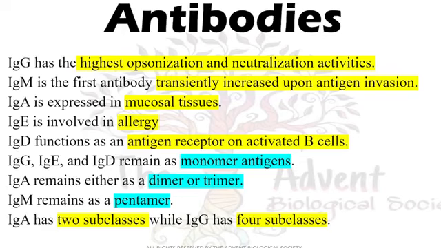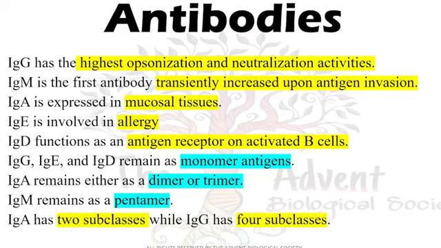Okay, among these antibodies, the most important ones are IgG, IgA, IgM, IgE, and IgD. Now IgG has the highest opsonization and neutralization activity. IgM is the first antibody that transiently increases upon antigen invasion. I have just jotted down a few important points about these IgM and IgG antibodies. Now IgA is expressed in the mucosal tissues. IgE is involved in allergy. IgD functions as an antigen receptor on activated B cells. So please keep an eye on the functions of the IgG, IgA, IgM antibodies. IgG has the highest opsonization and neutralization activities.